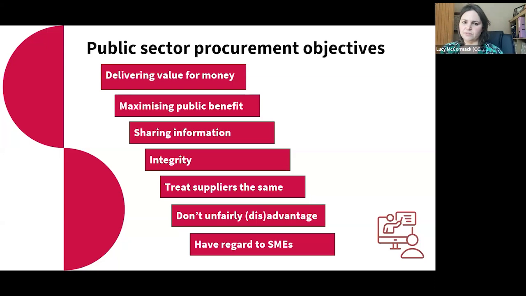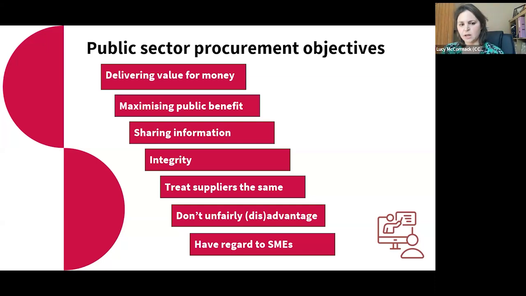If we take some of these objectives in turn, I'll expand a bit on what's meant by them. So delivering value for money is about ensuring the best mix of economy, efficiency, and effectiveness that achieves the intended outcome over the whole life of the contract. So that's something that we all need to take into account.